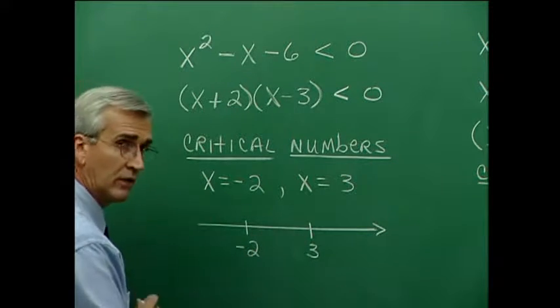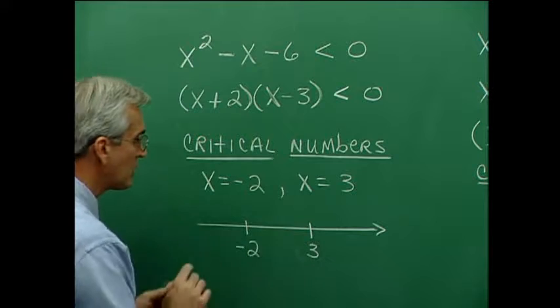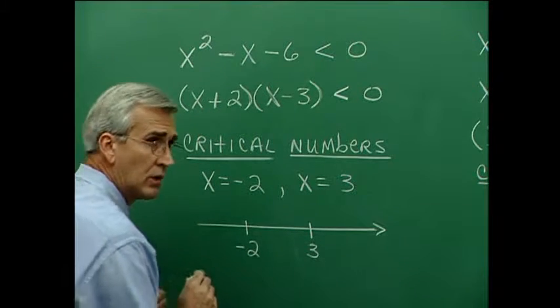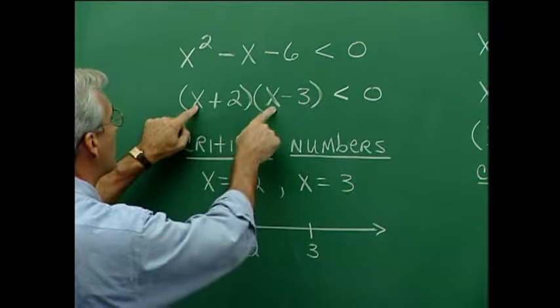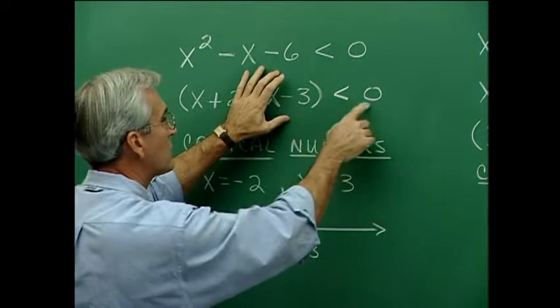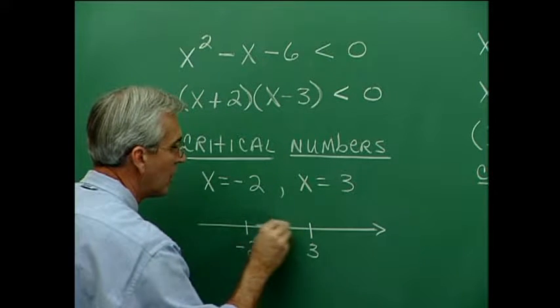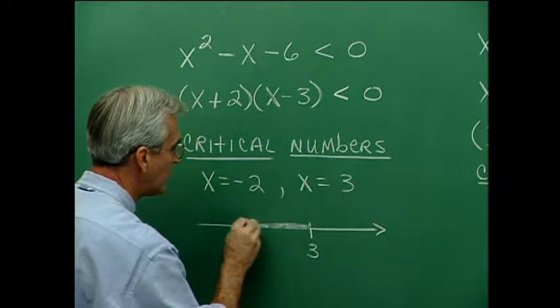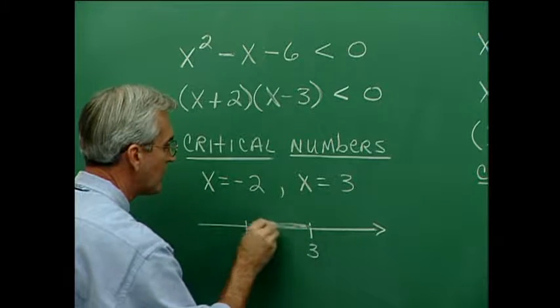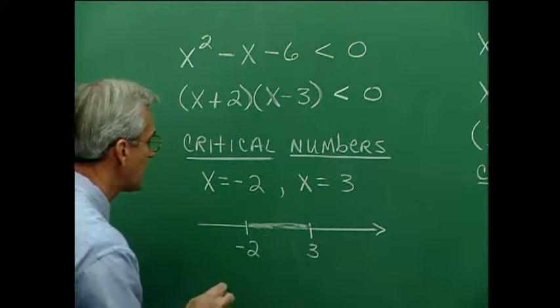Let's test in this interval. Between -2 and 3, one number in this interval is 0. So let's pop 0 in. Put 0 in place of these x's, and we have 2 times -3, that's -6. -6 is less than 0. Yes, that's true. So every value in this interval will cause the inequality to be true, and we shade within this interval. We'll check the critical points themselves in just a minute.